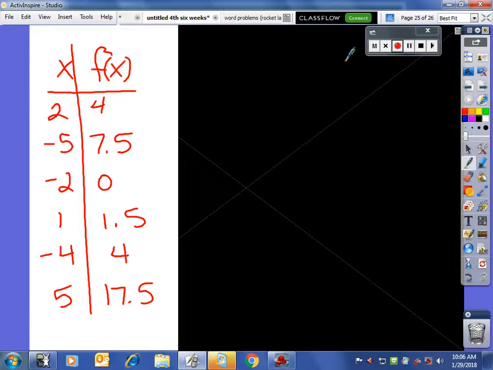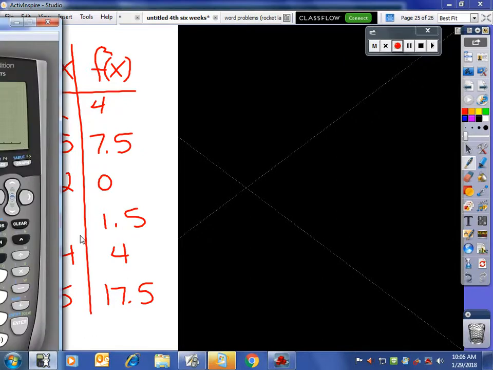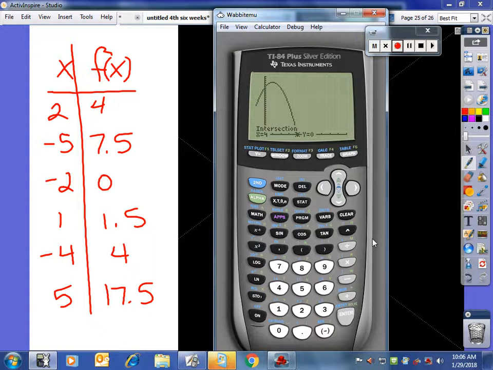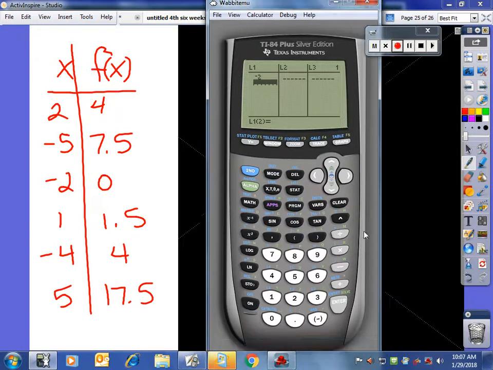Stat, edit, and you enter the points. Remember to always look for L1 and L2. When you know points but you don't know the equation, you go to Stat Edit. Always look for L1 and L2, and if they're not there, you've got to reset the calculator. To me, it's easier to enter all of the x values first because it keeps you in that same column.